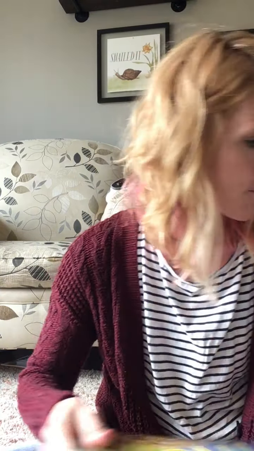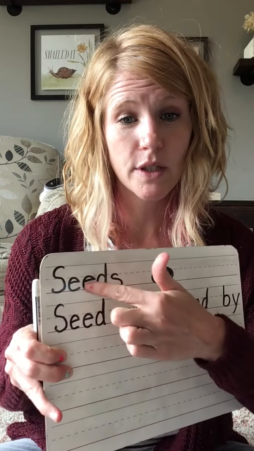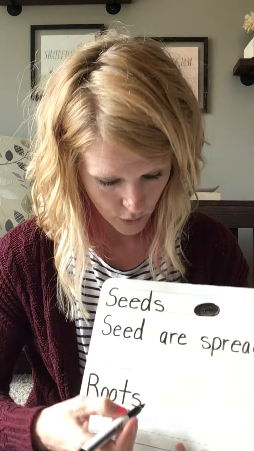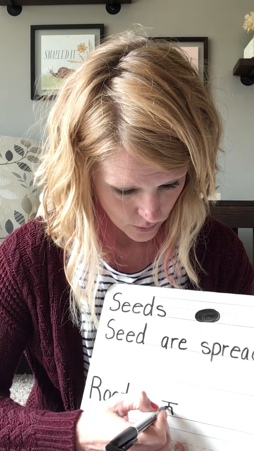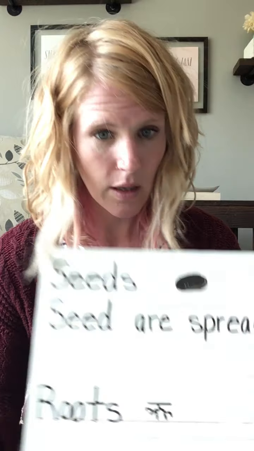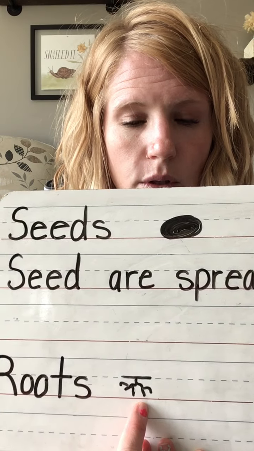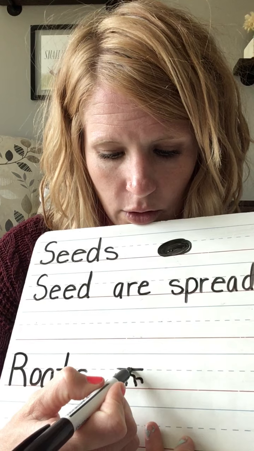Okay. So now you should have the same paper. You have your seed fact and your seed sentence fact. Right underneath that, you're going to write the word roots. R-O-O-T-S. And to make your roots, you're going to draw a little ground, and then you're going to draw what kind of looks like a tree underground. And you can even draw your little seed.